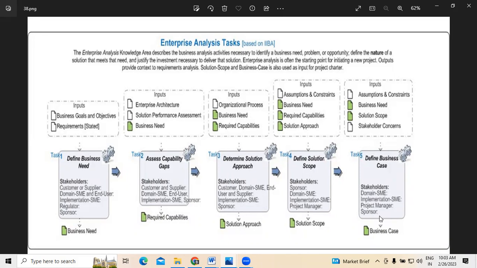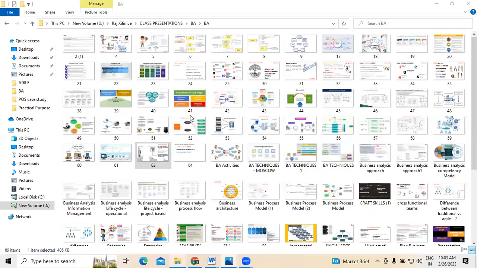Now, what is meant by an enterprise architecture here? Right, so that understanding is required. So enterprise architecture is as follows. Just give me a minute. I will show you.